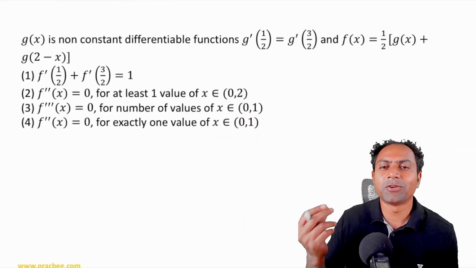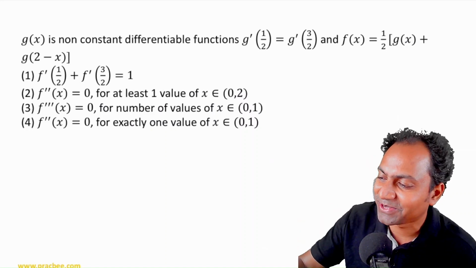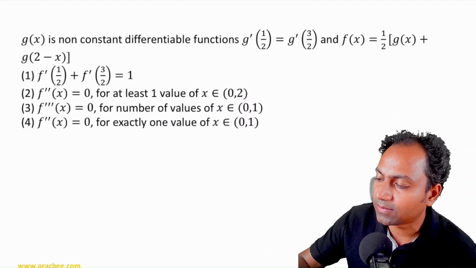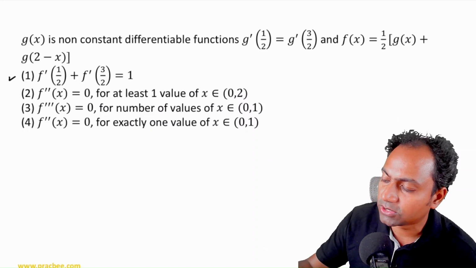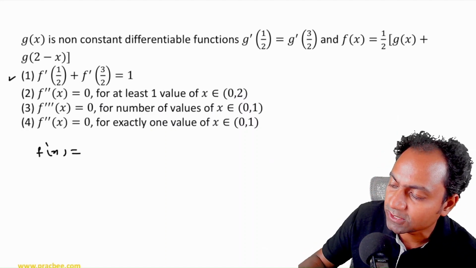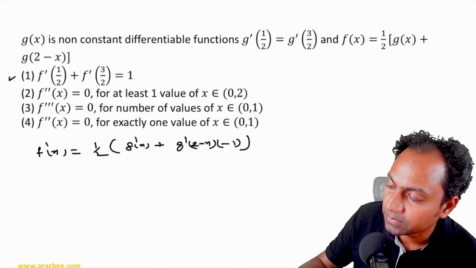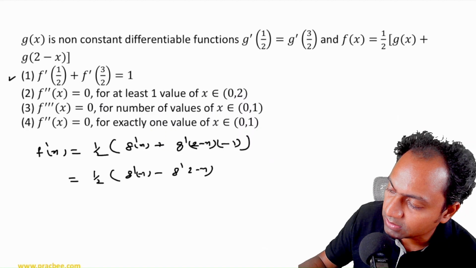Now this next question is a very logical kind of a question. More than mathematics, your logic should be strong in order to solve this question. So what they're saying in the first part, they are not talking about function. For the first option, we need to check the options only. They talk about differentiation. So first differentiate f of x. So this becomes nothing but 1 by 2 g dash of x plus g dash of 2 minus x into minus 1. If you observe this, this is 1 by 2 g dash of x minus g dash of 2 minus x.